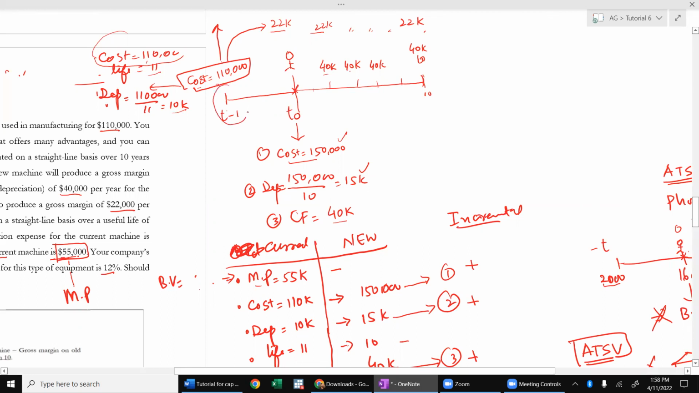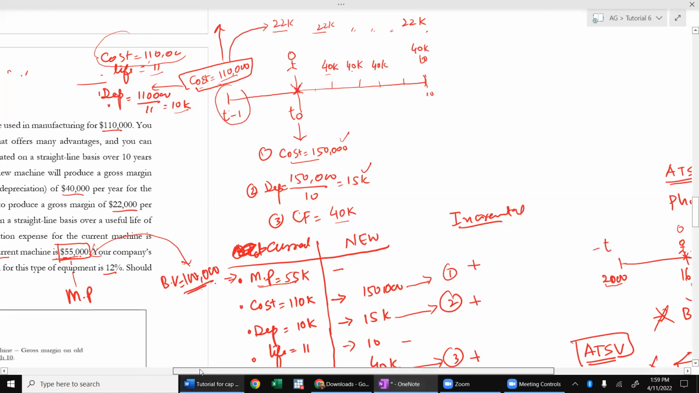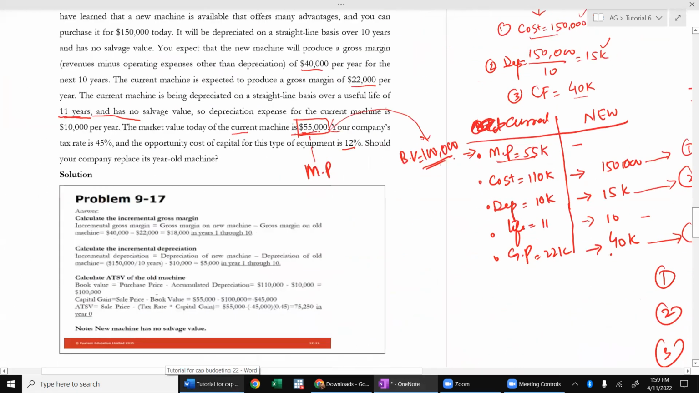This machine that we had bought last year for 110,000, we have used it for 1 year only. And if I want to sell it now, the market is giving me 55,000. So what is the book value? This is the market price, but how about the book value? Anyone? Very good, 100,000. Okay. So if we sell it, will it be a capital gain or capital loss, students? Capital loss. Very good, capital loss. Okay. So this is what we need to do here.